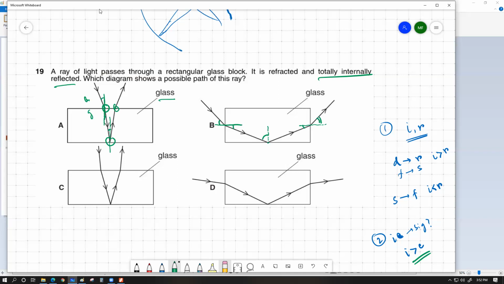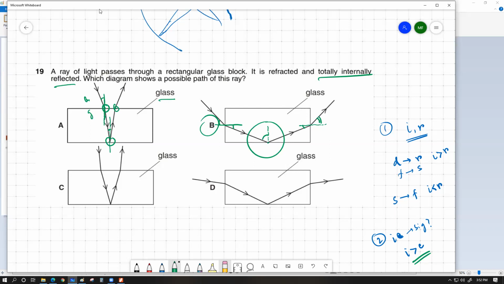Between these two, if I have to judge one correct answer, I'm definitely going to go for B, because here the incident angle is shown to be significantly bigger. Do you understand why I am choosing B? If I have to choose between A and B, I'm going to show you C and D as well.